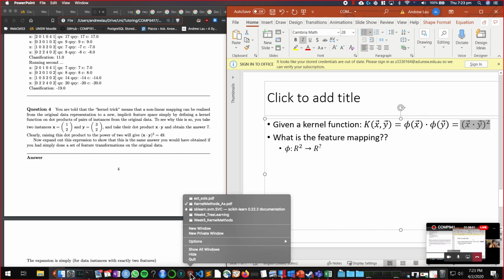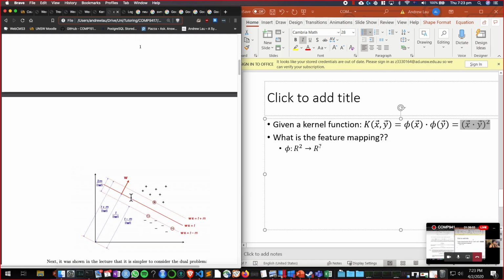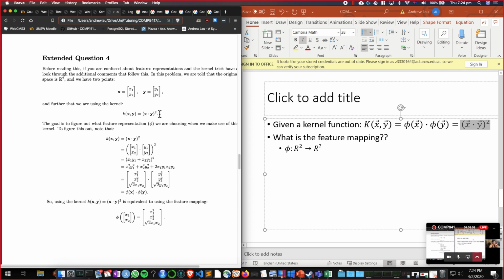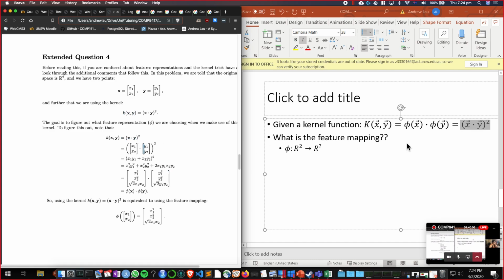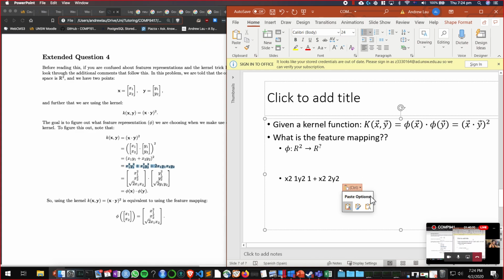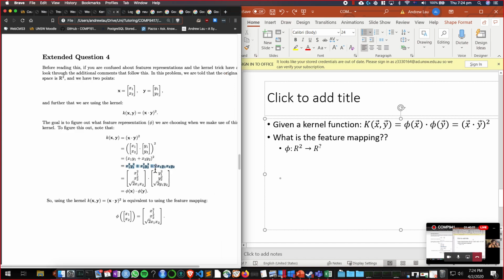The extended solutions give you a very good breakdown. Here it is. You're given this kernel function, and it's equal to this guy there. So you crack this open, and you realize this dot product is actually the same as this guy here. Now, can I copy this? I'm pretty sure I can't. No, that's not very good. So this dot product is this.